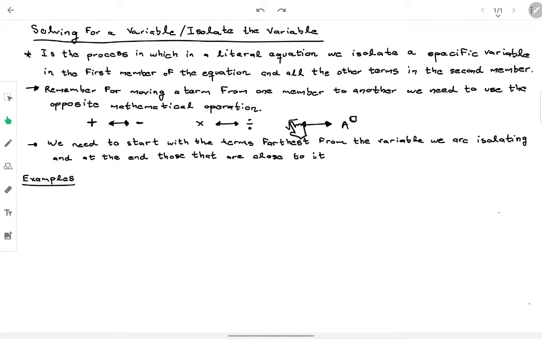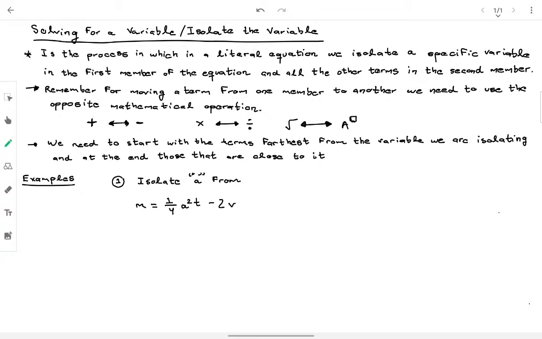So if we have a square root, it will move as a power of 2. If we have a power of 3, it will move to the other side as a cubic root, and so on. If we have a root number 7, it will move to the other side as a power of 7. For the isolation, we need to start with the terms that are farthest from the variable. We isolate at the end those that are close to it. That's very important. Let's see an example first.